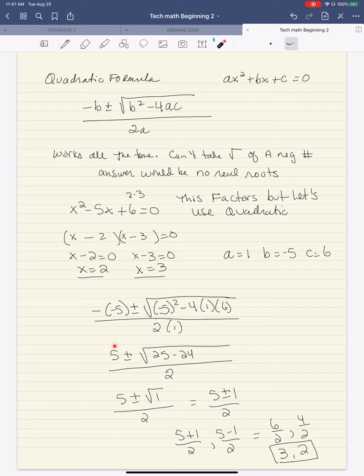So minus a minus 5 is plus 5, plus or minus 5 squared is 25. 4 times a times c, so minus 24, divided by 2 times 1. So it's 5 plus or minus 25 take away 24 is 1. So the square root of 1 is 1. So it's 5, add, subtract 1, divide by 2. So it's going to be 5 plus 1 divided by 2, or 5 minus 1 divided by 2, which is 5 plus 1 is 6, 6 divided by 2 is 3. 5 minus 1 is 4, 4 divided by 2 is 2. Notice I got the same roots as I did up here, 3, 2. Obviously, this was much easier, but that's because it factored.